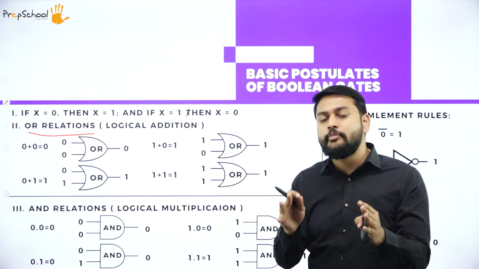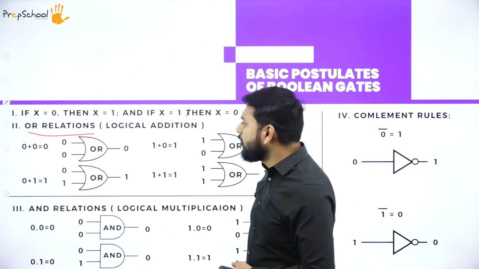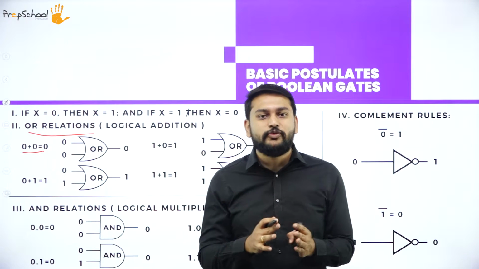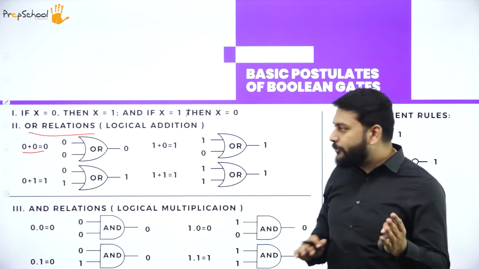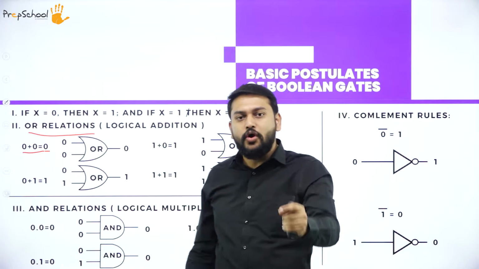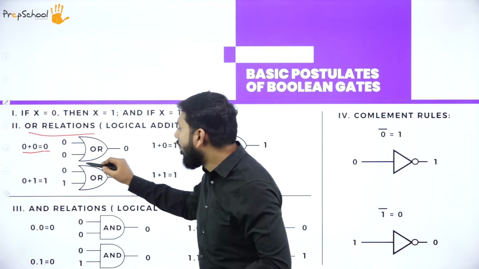So for all the combinations, what is the first thing that I'm doing? I will be starting with 0 plus 0. What exactly will I get if I perform the addition between 0 plus 0? Obviously, I will get 0. That's what I'm trying to represent with the OR gate here.